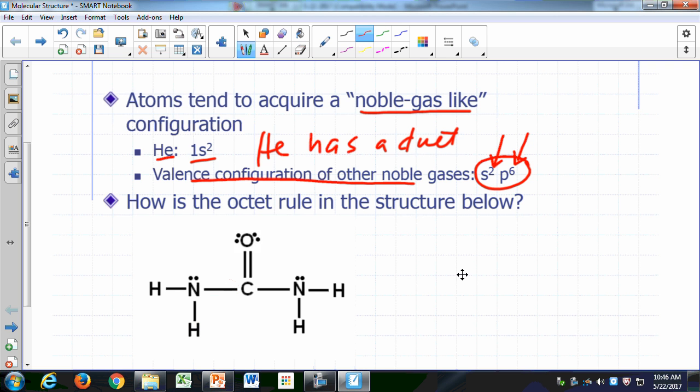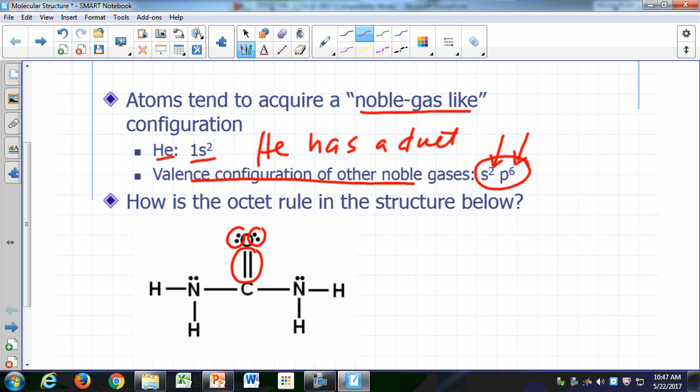So does this carbon. It's got 1, 2, 3, 4. That's a double bond, so that's 2 pairs, so 4 pairs of electrons are surrounding carbon. So we say the carbon here is following the octet rule, the way it's drawn. How about this oxygen right here? I got 2, 4, and then 6 and 8. So that oxygen follows the octet rule.